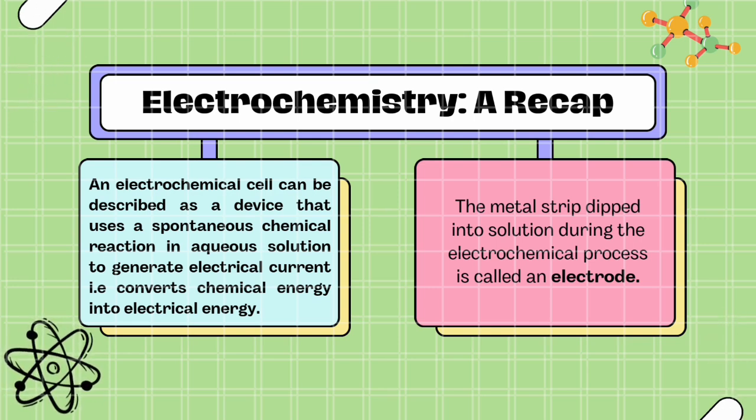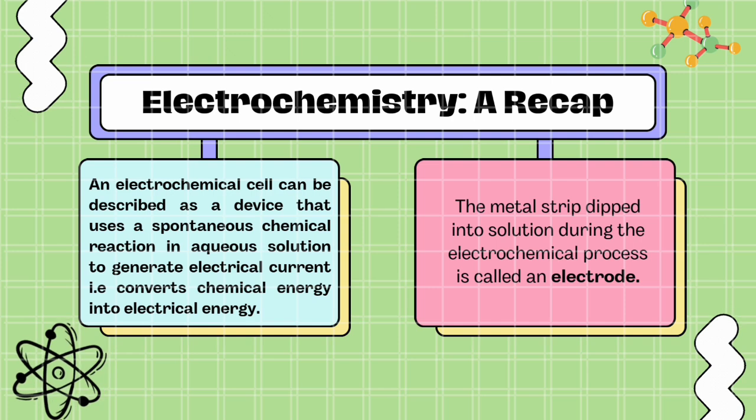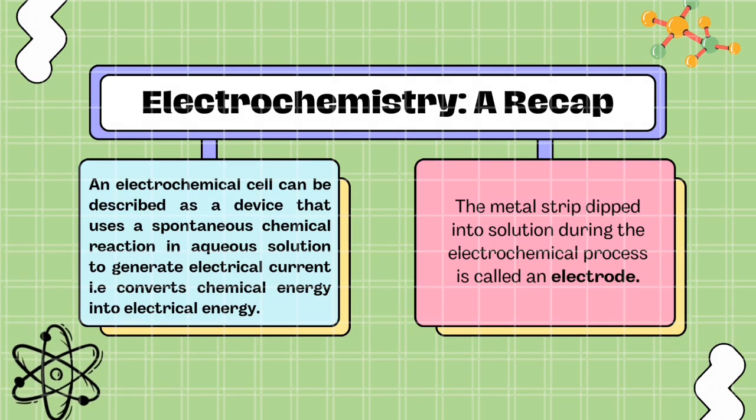Let's have a recap now. An electrochemical cell is a device that uses a spontaneous chemical reaction in aqueous solution to generate electric current. It converts chemical energy to electrical energy. The metal strip dipped into solution during this electrochemical process is known as an electrode. The anode is the negative electrode and the cathode in this setup is the positive electrode. Thank you for watching.